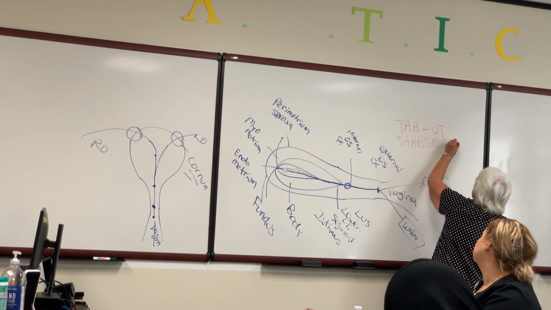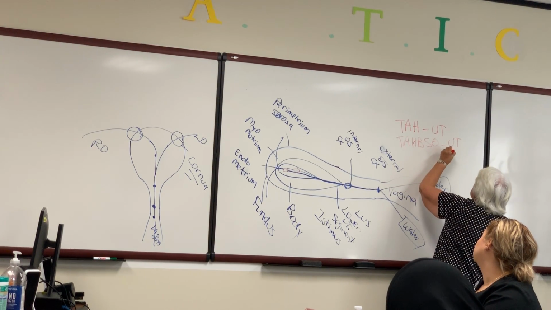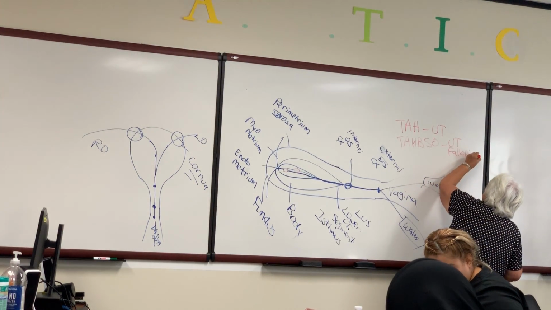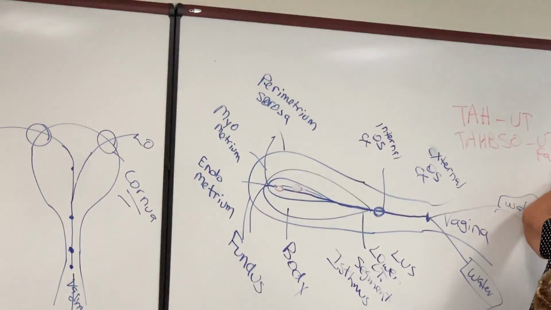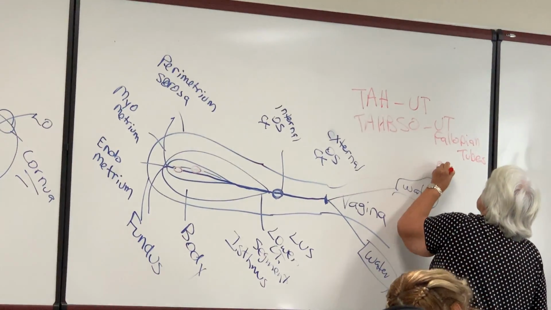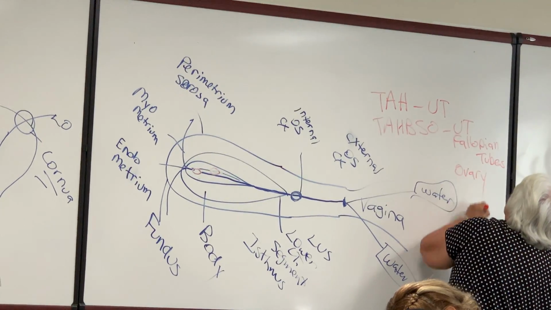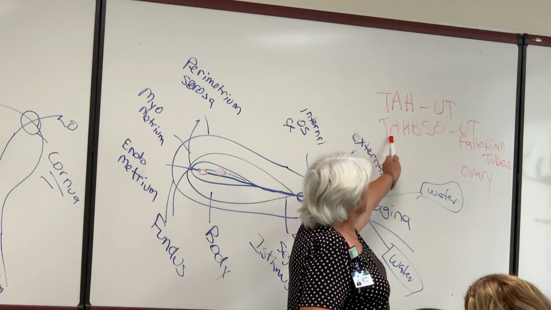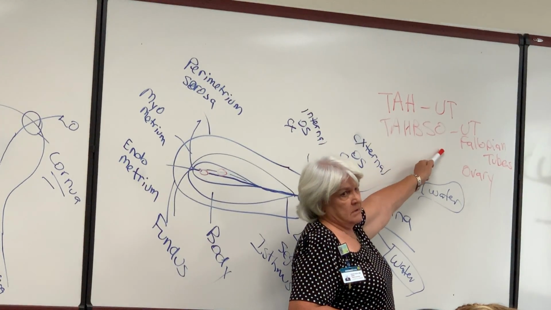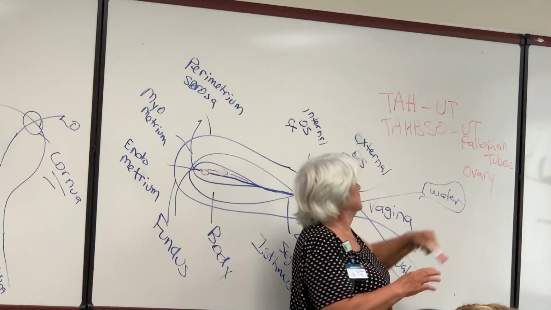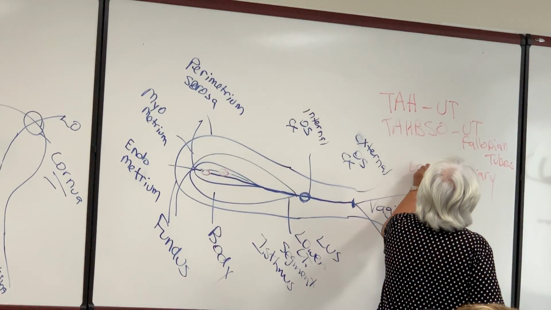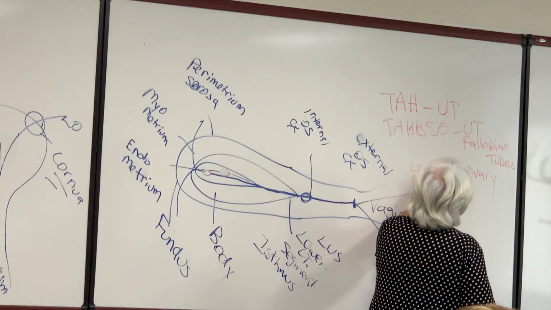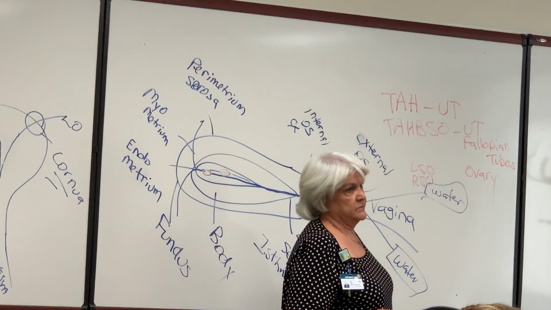TAHBSO. I'm missing my uterus, my fallopian tubes, and my ovaries. So that means all of them are removed? Everything's been removed. TAHBSO. Everything's been removed. LSO. The left side's been removed. RSO. The right side's been removed.